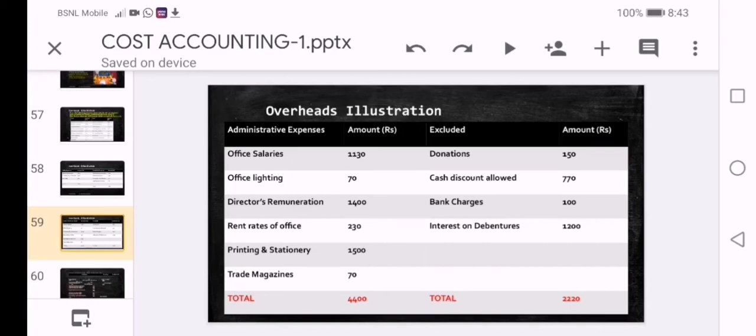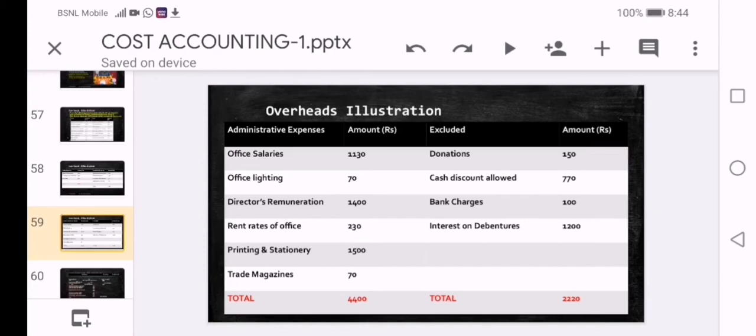Next, donations do not belong to any production process related area. Like selling, it is not part, administrative it is not part, distribution is also not part. So though it is an indirect expenditure, it is not falling under any overhead like selling, administrative and distribution. So it is falling under excludable items. That is the reason donations 150 is included in the excluded items.